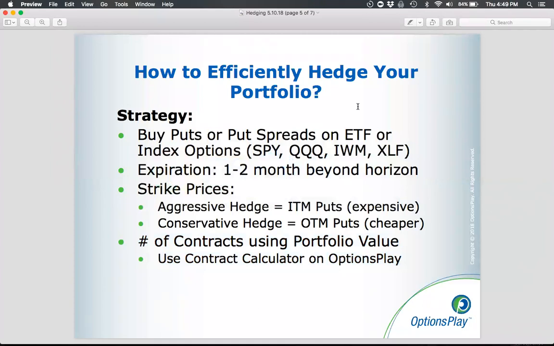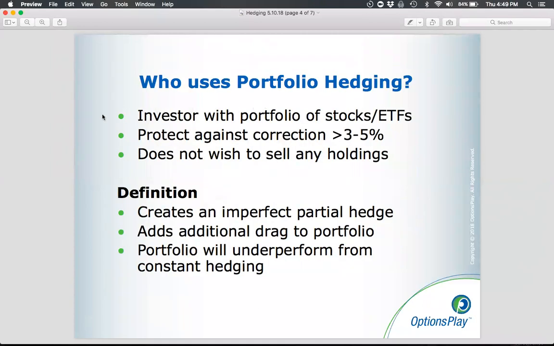If you're looking to hedge your portfolio, again, this is really only for those of you that have a portfolio with a basket of different stocks and ETFs, and you only use it if you expect at least a 3 to 5% correction. If you only expect a 1 or 2% correction, this is not the strategy to do. And you only do it if you do not wish to sell any of your holdings. If you're okay with selling your holdings, you're better off doing that, sitting in cash and then buying it back when you expect the markets to continue going higher. That's a much better hedge than buying puts.